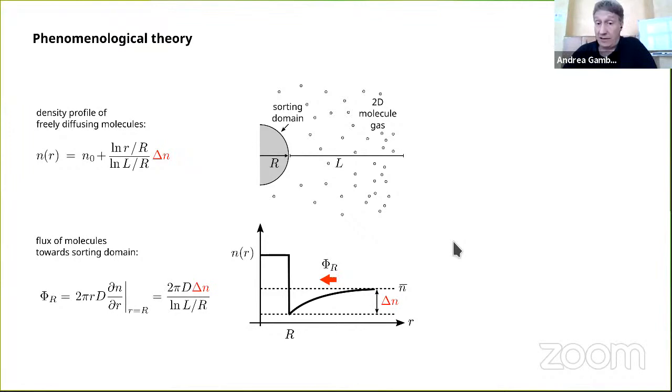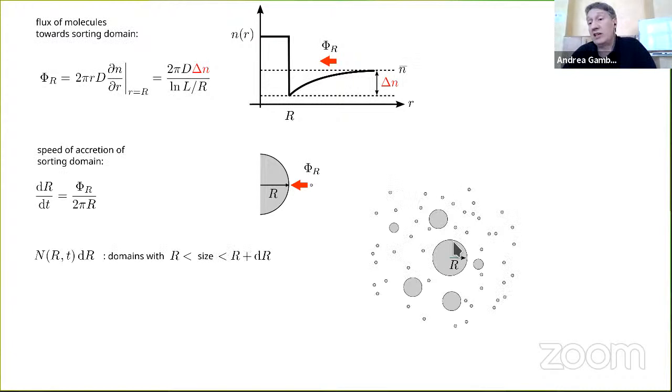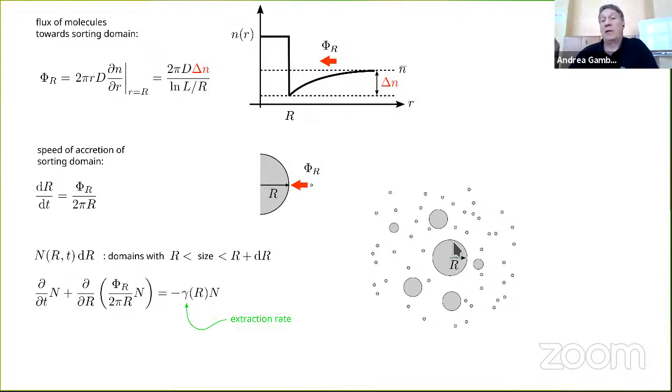And then from this flux, you can easily derive the law of accretion of the domains. Now you can imagine having many of these domains exchanging molecules with the surrounding gas. You can describe this situation by introducing the number density of the domains, n(R,t), the number of domains of given size R. This number density is going to evolve in time according to a Smoluchowski equation, where you insert a term for the extraction of the domains when they reach the characteristic extraction size.